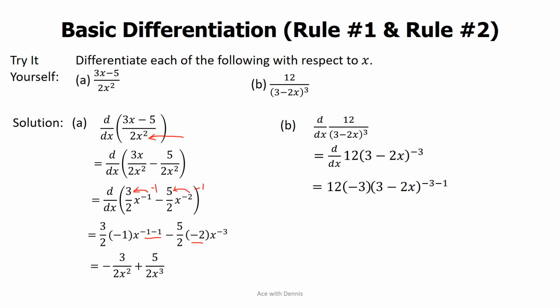After that, differentiate the bracket. So we have 3, differentiate 3, I get 0. Differentiate negative 2x, I get negative 2. Then after that, I can simplify this expression, which becomes 72 times 3 minus 2x to the power of negative 4. Put it back into the fraction form, it becomes 72 over 3 minus 2x to the power of 4. So this is the answer for B. Do you get it correctly?